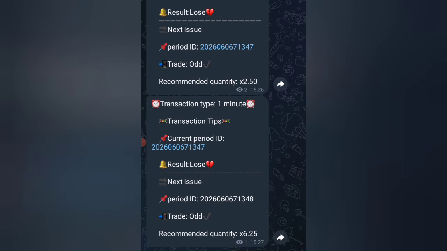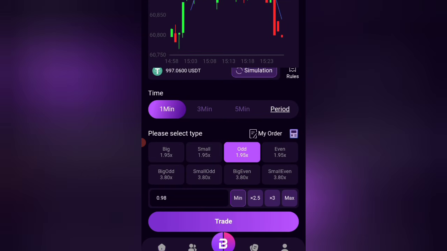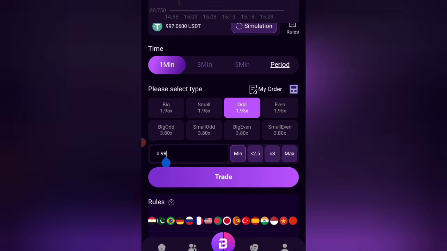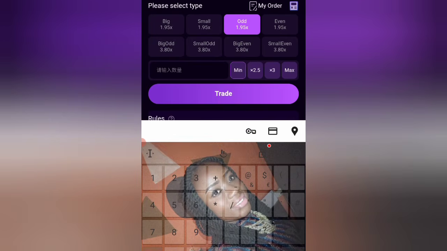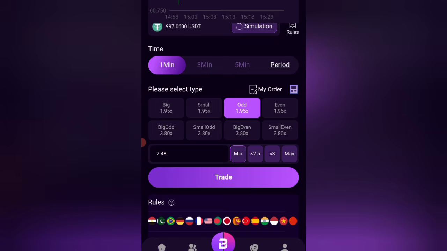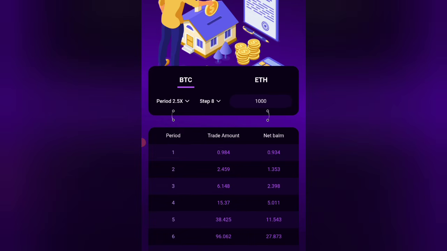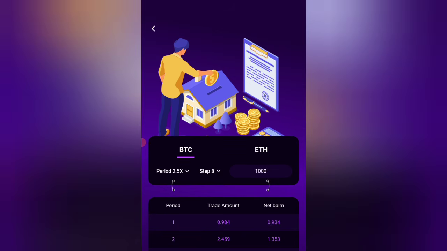The next ID 348 still odd. Then I will increase my capital based on what the calculator is saying. The next one is 2.48, based on what the calculator recommended. Come to the calculator. So you see, number 2, that was what I entered, 2.45. I entered 2.48 actually, but still under there. So you see, I entered based on the second recommendation of the calculator, because the first one was a loss.